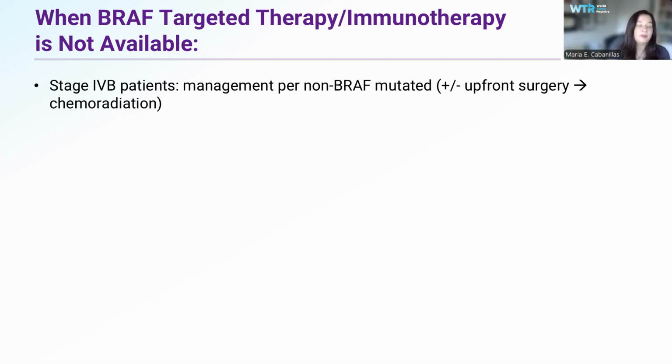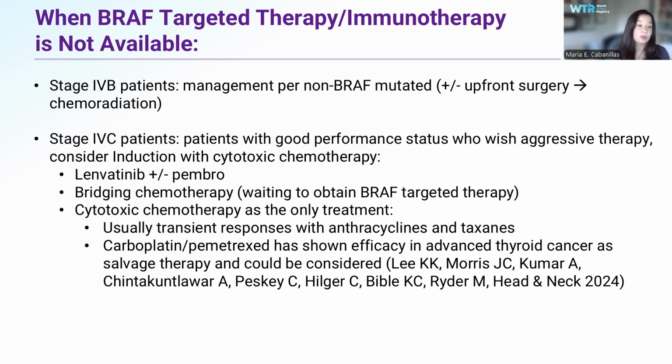So, what do we do when BRAF targeted therapy and immunotherapy are not available? Stage 4B patients should be treated per the management of non BRAF mutated ATC, and that includes upfront chemotherapy and radiation, or starting with surgery and then giving chemoradiation. For stage 4C patients, it's a little bit trickier, but we can do lenvatinib plus or minus pembrolizumab. We can give other cytotoxic chemotherapies. We can also try carboplatin pemetrexed, which has been shown to have some efficacy in very advanced patients as salvage therapy.